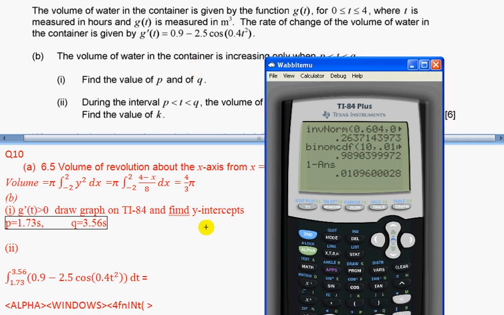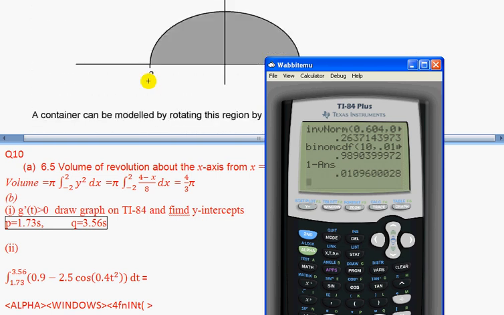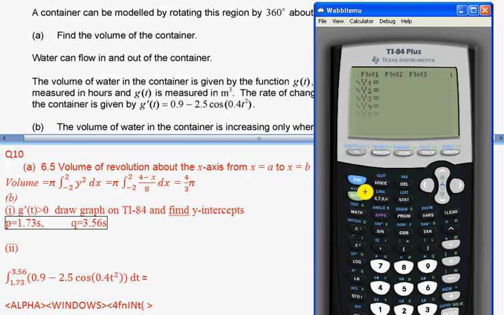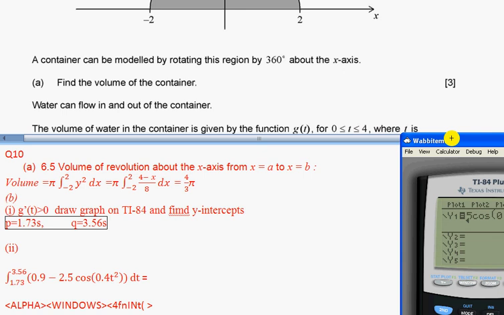So we press y1, 0.9 minus 2.5 cosine of 0.4 times time squared, and time is between 0 and 4. This is why before drawing we go to Window and put here from 0 to 4. Draw.